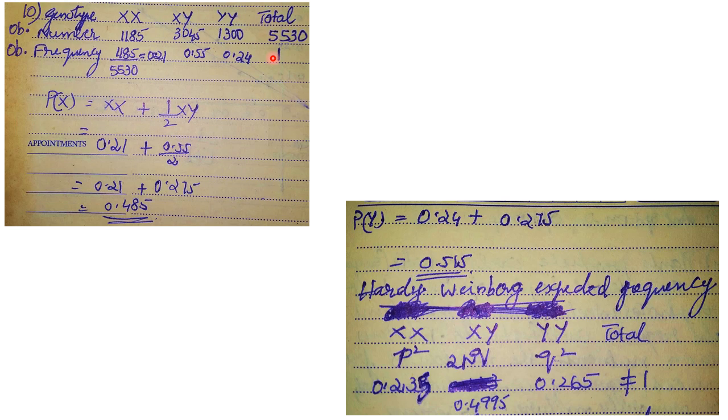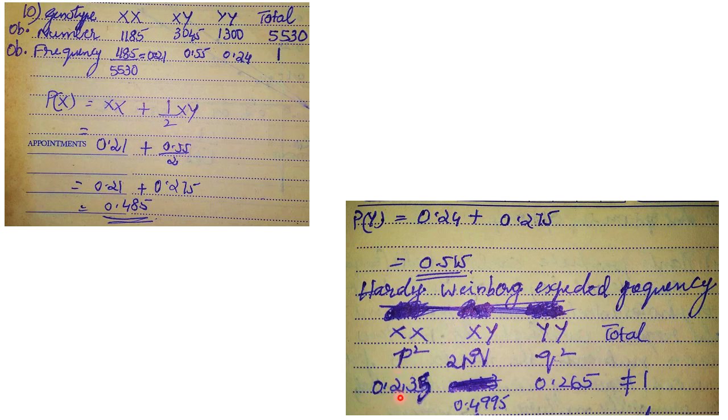Now we have to see the Hardy-Weinberg expected frequency. For that we have to calculate the p and q values. p of X I have written here. That is calculated using XX frequency plus half of XY, because half of it is contributed by the X allele. So it will be 0.485. Similarly q value, that is the Y value, same formula, but instead of XX you will be putting YY. So 0.24 plus 0.275 you will get it as 0.515. Now the Hardy-Weinberg expected frequency, X square or p square.